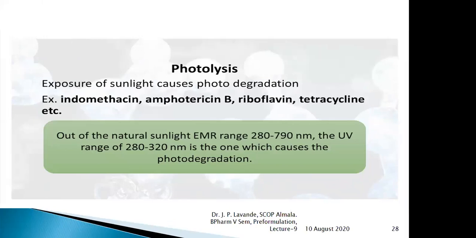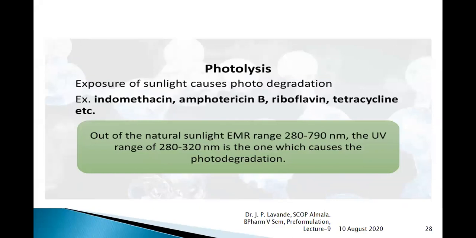Photolysis. The exposure to sunlight causes photodegradation. For example, indomethacin, amphotericin B, riboflavin, tetracycline, etc. Out of the natural sunlight, the electromagnetic radiation range is 280 to 790 nanometer. The UV range of 280 to 320 nanometer is the one which causes the photodegradation. So the breakdown or lysis of the product in presence of light is said to be photolysis.